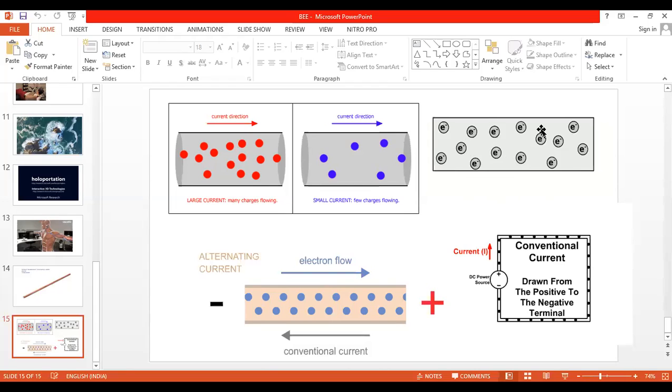The flow of free electrons in a uniform direction in a closed path is called the current. Every material will also be covered. Now let us move to the next one.